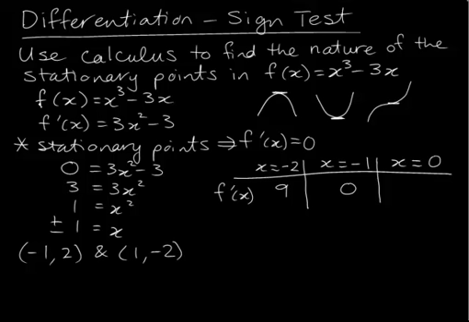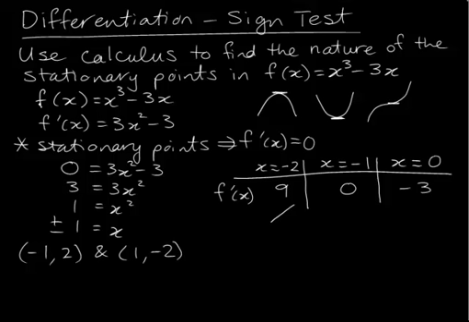And f dash at 0 works out to be negative 3. Now with the sign test, as the name suggests, you're looking for the sign of these numbers here. So notice the 9, for instance, is positive. So that means it's going to be an increasing gradient. It doesn't matter so much that the value is 9. The point here to note is that it is a positive number, giving you an increasing gradient.